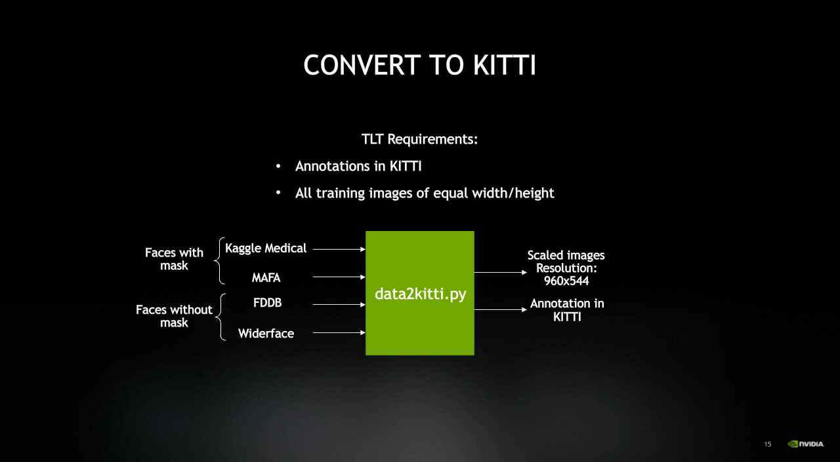The data to KITTI script provided on our GitHub page can read any of these datasets and convert it to the KITTI format and the desired resolution. Alternatively, you can also use the TLT's augment tool inside the container to scale the images before training. For our training experiment, we chose 960 by 544 resolution because that gave us the best accuracy and performance. Now that you have your dataset that is compatible with TLT, let's move on to training.